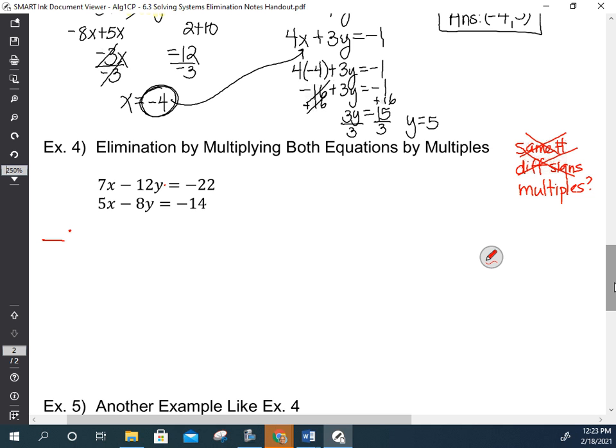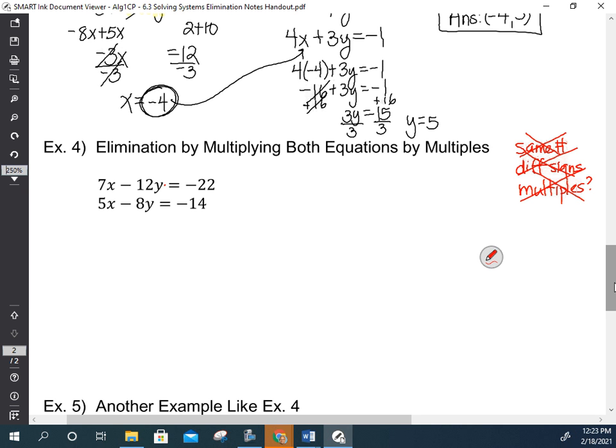Is there anything times 5 that will give me 7? Nope. Let's go to the y's. Is there anything times 8 that will give me 12? That's no. So it looks like we're just stuck, because none of those work.